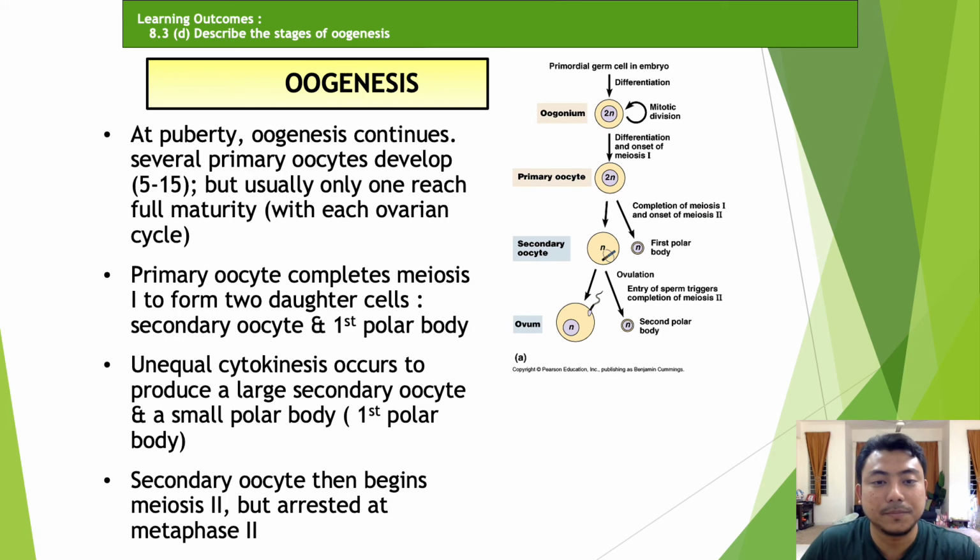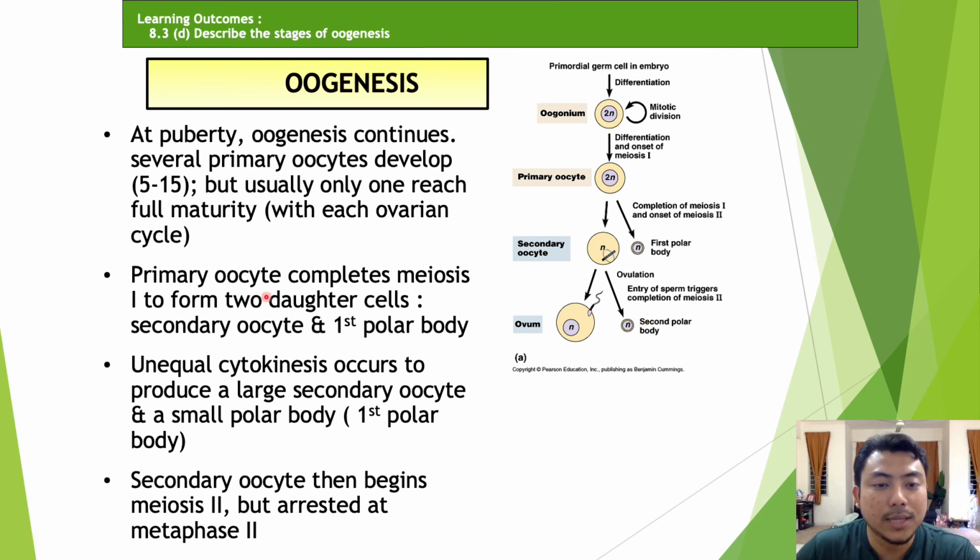Okay. So at puberty, oogenesis will continue. So only several primary oocytes develop, okay, about 5 to 15, but usually only one will reach full maturity. So maksudnya during puberty, this process of oogenesis ni akan continue, tapi hanya several sahaja of this primary oocyte, okay, yang akan develop about 5 hingga 15. Usually hanya satu sahaja akan sampai kepada full maturity.